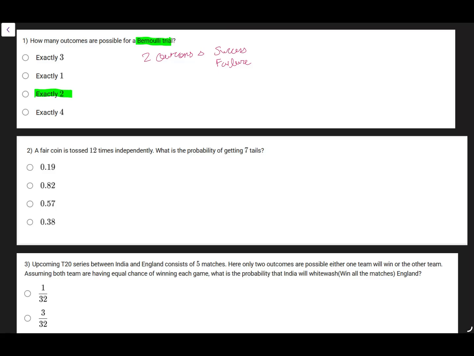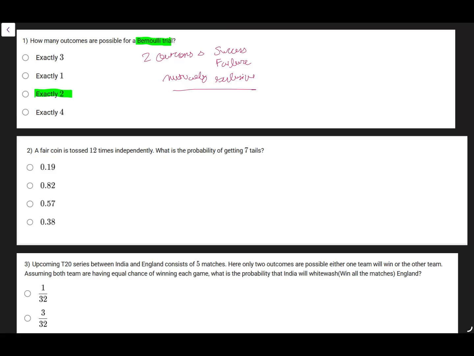And these Bernoulli's trials must have exactly 2 mutually exclusive outcomes. This is important. So success is not dependent on failure. Failure is not dependent on success. Those 2 are completely unrelated and independent. Okay. So some conditions of Bernoulli's trial.